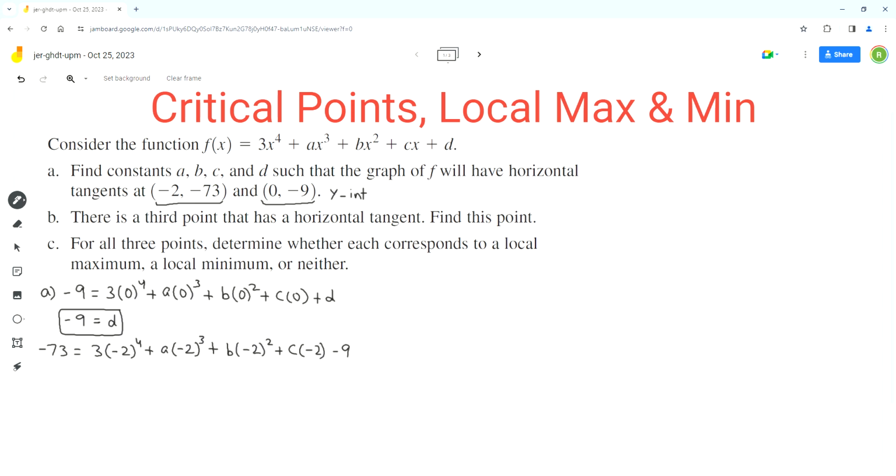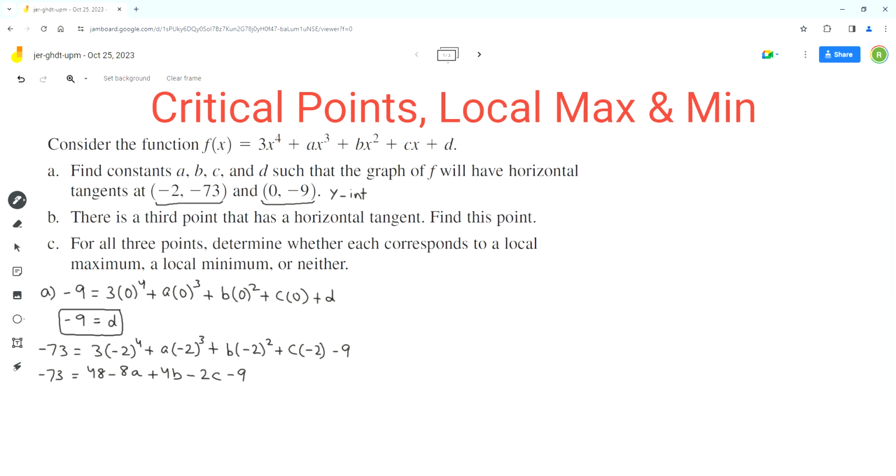Now we can simplify this equation. So -73 equals, first we can do 3 times (-2)^4, which is equal to 48. Now we have to do a times (-2)^3. So (-2)^3 is -8, so we get -8a. And then (-2)^2 is 4, so we get plus 4b. And then -2c. And then minus 9.